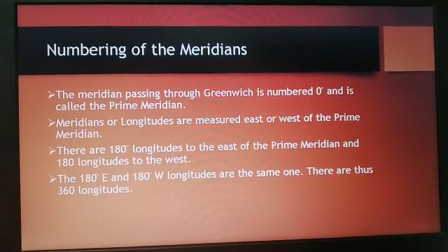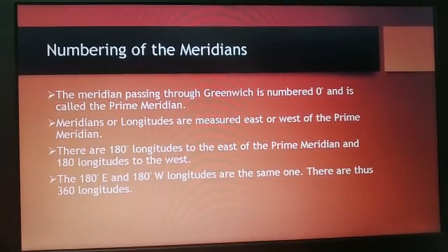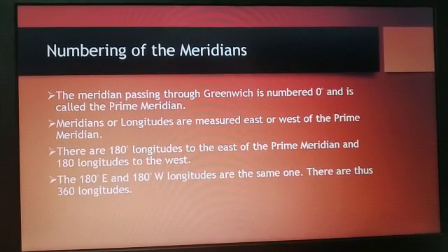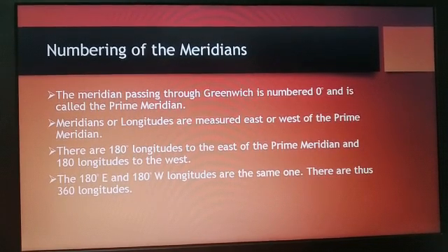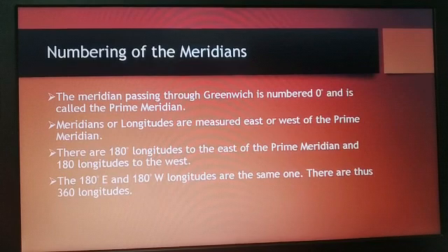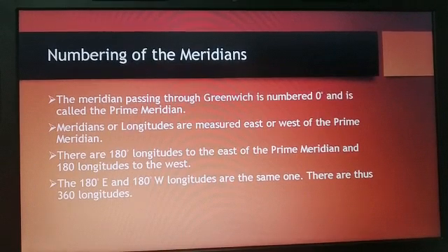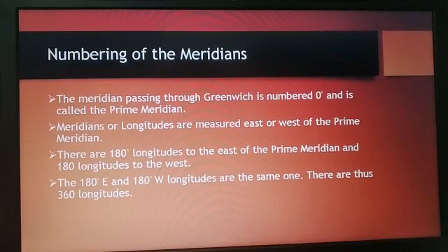If we move away from both sides of the prime meridian towards the east and the west, we reach halfway round the earth at 180 degree. That means there are 180 meridians towards the east of the prime meridian and 180 meridians towards the west of the prime meridian, and the meridian of 180 degree east and 180 degree west is the same single line. So we can say in total there are 360 meridians.